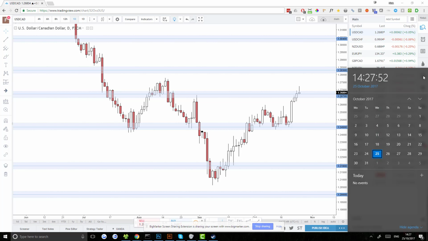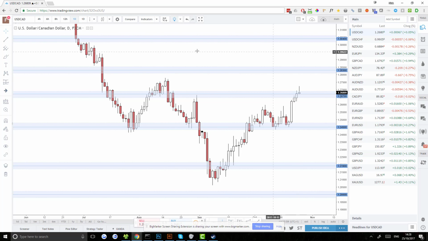Today is Wednesday, the 25th of October 2017, and the time is 14:27 here in the UK, just about to be 14:28. You're looking at a USDCAD daily chart. In today's analysis, we're going to be looking for reversal and continuation setups across all these pairs. So let's just dive straight in.